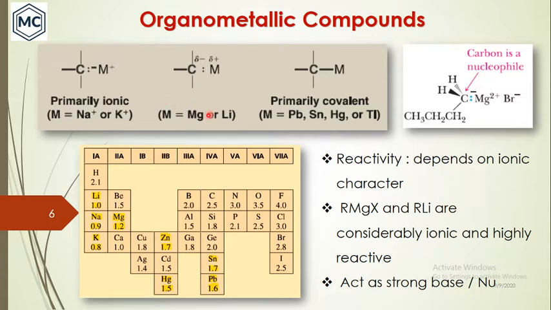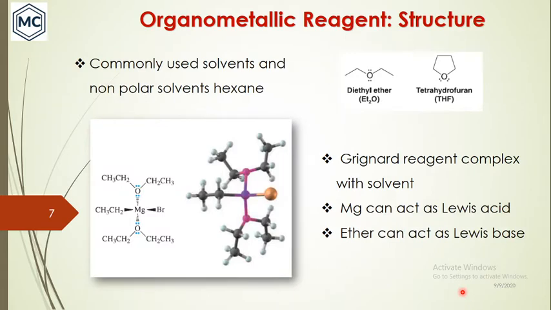Then how about magnesium or lithium? When carbon is attached to these, the bond will be in between the two, that is, partially ionic. Because the reactivity usually depends on ionic character, when a bond is ionic it will be highly reactive. So organomagnesium and organolithium compounds are considerably ionic and highly reactive. This carbon is negatively charged and the bond is partially ionic, so it can act as a strong base or a strong nucleophile.